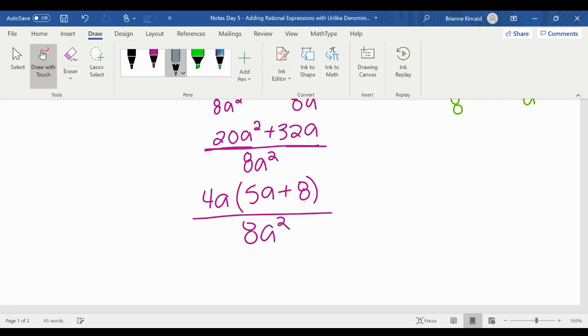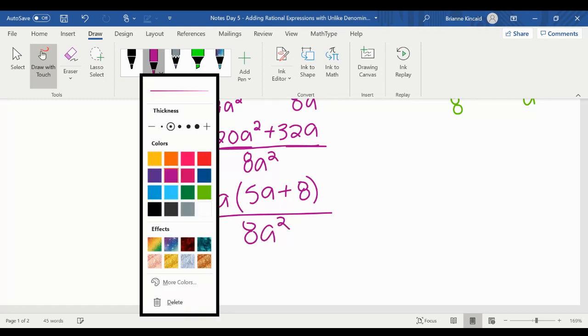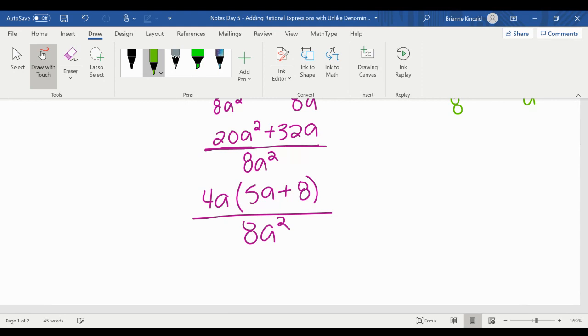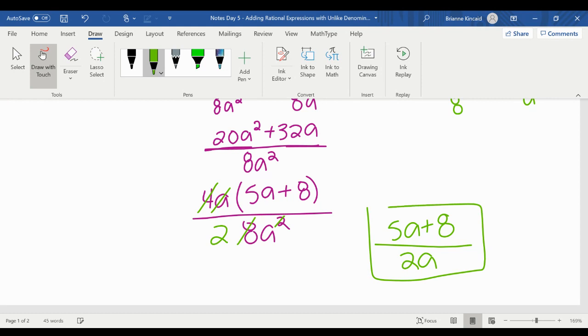And from here, I can eliminate. The 4 becomes a 1, the 8 becomes a 2. This a cancels with one of the a's. Your final answer should be 5a plus 8 over 2a. Yes, we've eliminated an a, which would be an excluded value of 0, but because we still see it in the denominator, we don't worry about it.